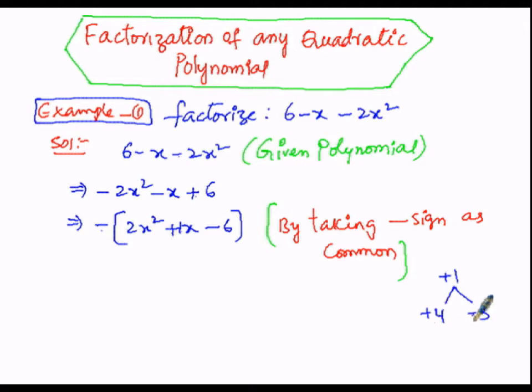So, plus into minus is minus, we have to subtract. Here plus 4 and minus 3 is equal to, plus into minus is minus, so we subtract greater minus least, 4 minus 3 is 1. Among these two, 4 and 3, 4 is greater, its sign is positive. So, it takes the plus sign. So, plus 1 can be written as plus 4 minus 3.